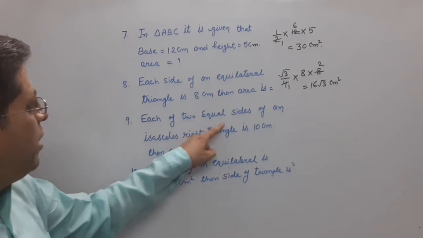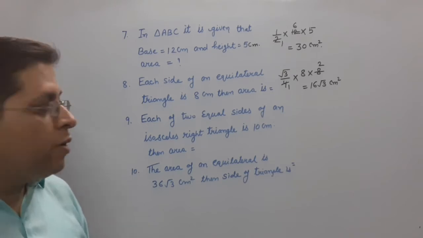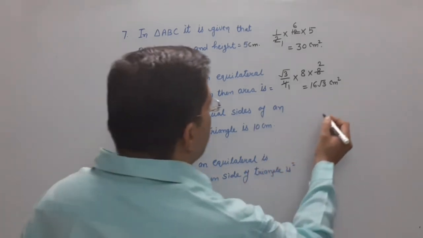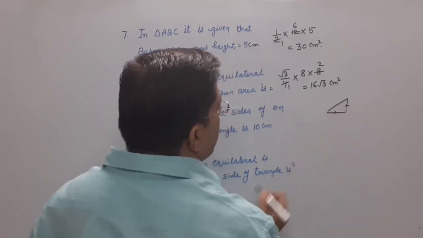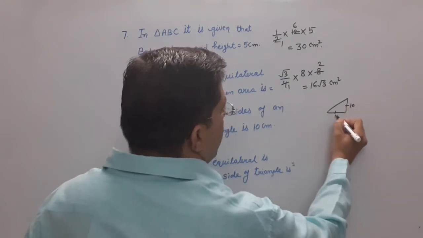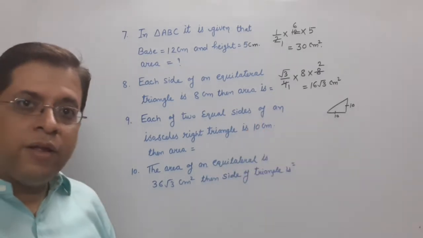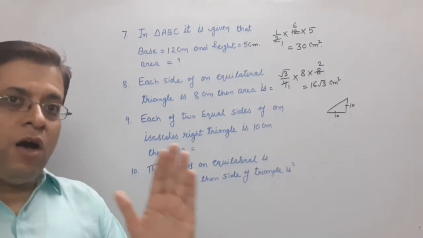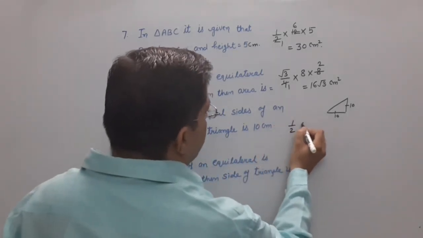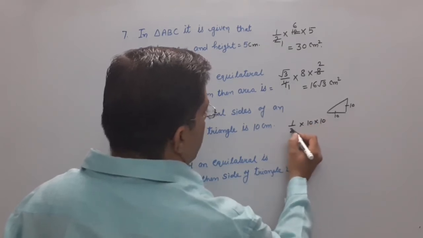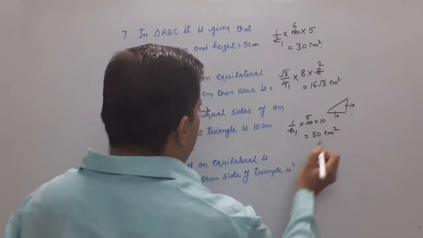Each of two equal sides of an isosceles right triangle is 10 centimeter. Okay, isosceles right triangle. Just you see one small figure. This is isosceles right triangle. These two sides of 10 centimeter each. Then what will be its area? Just like your right triangle. Area of right triangle is what? Half base into height or altitude. That is half base into altitude. 2 5s are 10. This is 50 centimeter square.